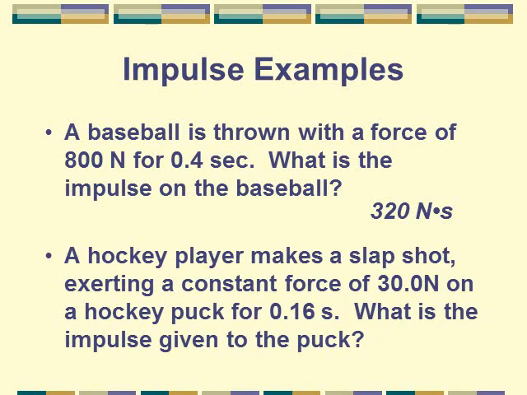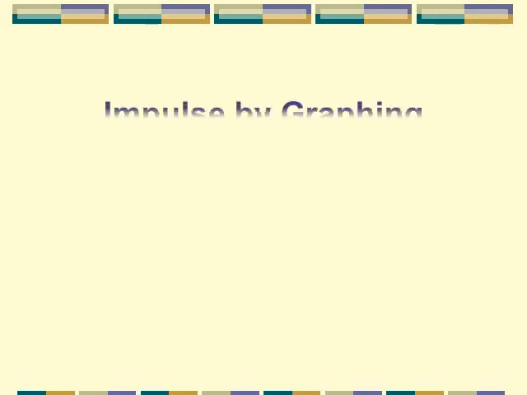The next one, a hockey player makes a slap shot exerting a force of 30 newtons on a hockey puck for 0.16 seconds. What's the impulse given to the puck? You multiply 30 times 0.16, and that gives you a total of 4.8 newton seconds. So that's the impulse given to the hockey puck.